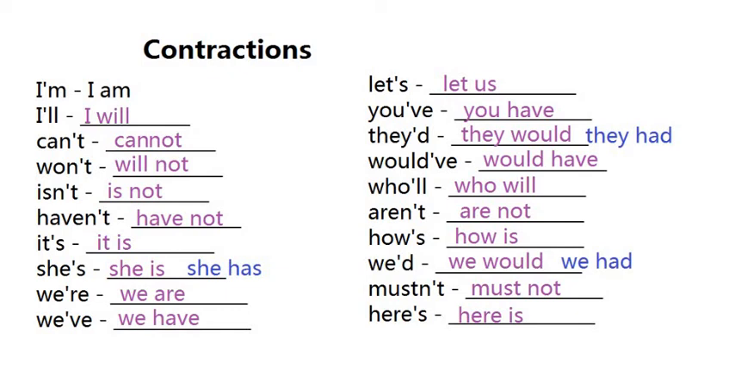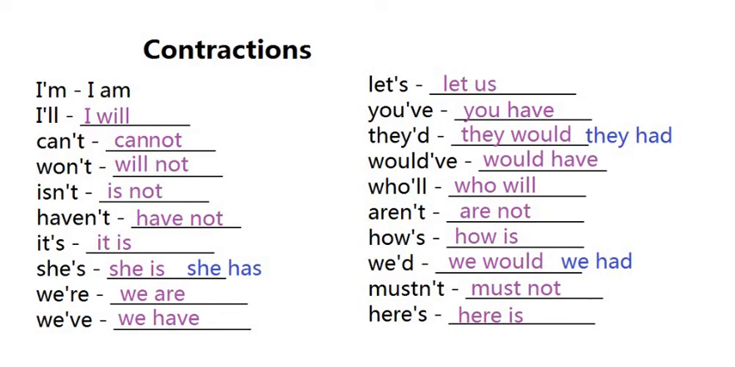And this should not be confused with belonging to it, which has no apostrophe. She's could be she is or she has. We're, we are. We've, we have. Let's, let us. You've, you have. They'd, they would or they had. Would've, would have. Who'll, who will.